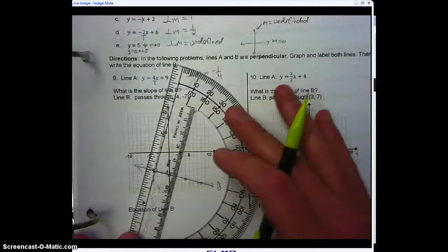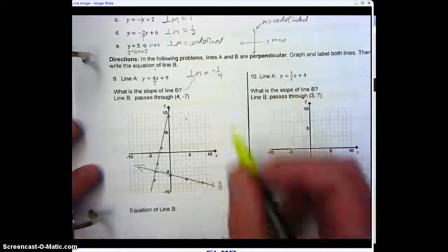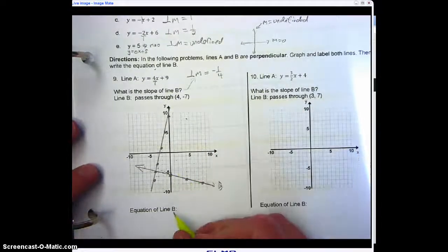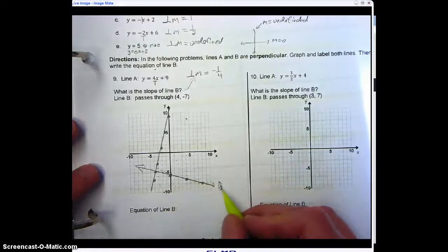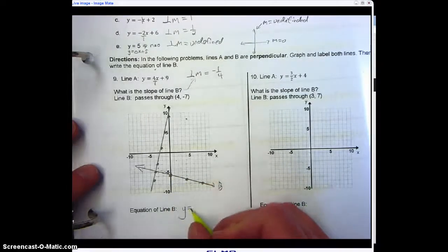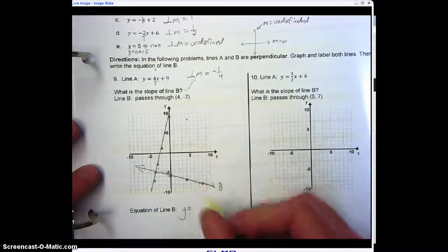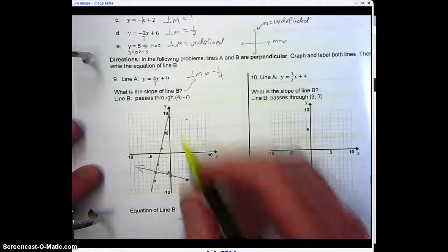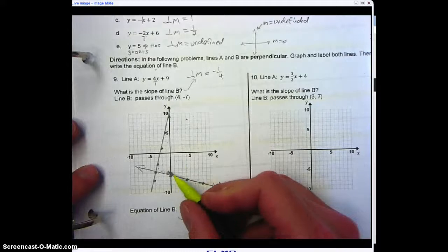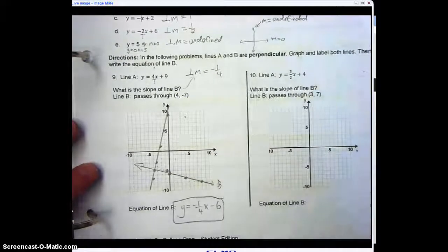Anyway, these things are perpendicular. We knew that because they told us the slopes are perpendicular. So all we have to do now is write the equation of line B. Line B is right here. We see that it has a y-intercept of -6. So our equation is going to be y equals the opposite reciprocal of 4, which is -1/4 x, and our y-intercept is not 9, it's -6. So that's the equation of line B.